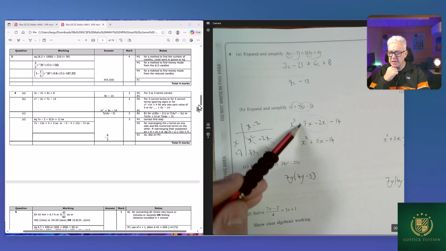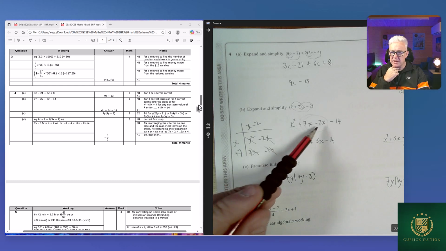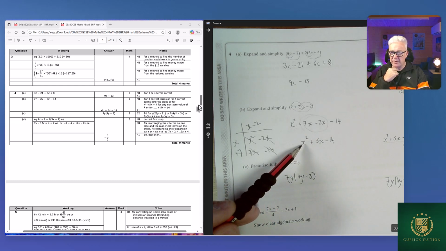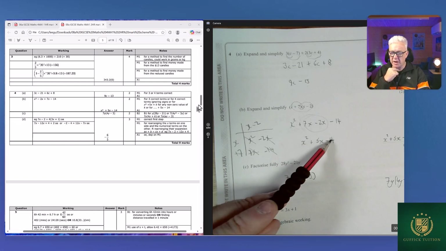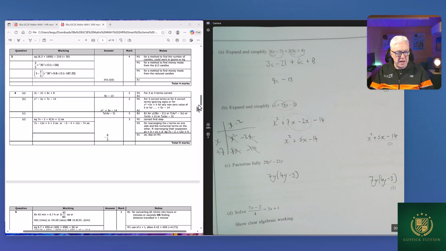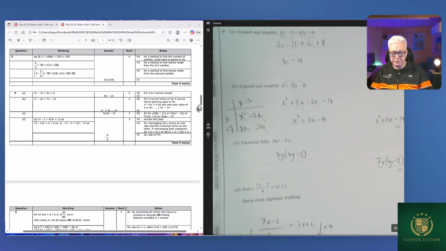Now collecting like terms. Plus 7 take away 2 is 5. So it simplifies to x squared plus 5x minus 14. Okay, and that is fine. It's perfectly fine to leave that. That is our answer there.